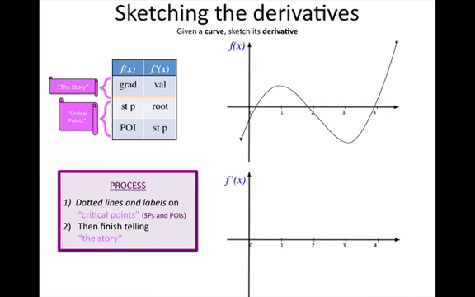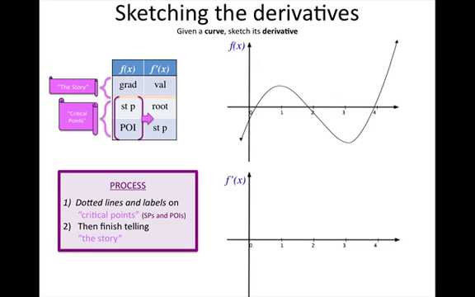Let's do a slightly harder example. Write out your cheat box there. You've got your story and your critical points, and we're going to follow that same process. Now it's a slightly harder one though. So first things first, we look for our critical points. We're going to try to find our stationary points and our points of inflection, because they'll become the roots and the stationary points of the derivative curve respectively.